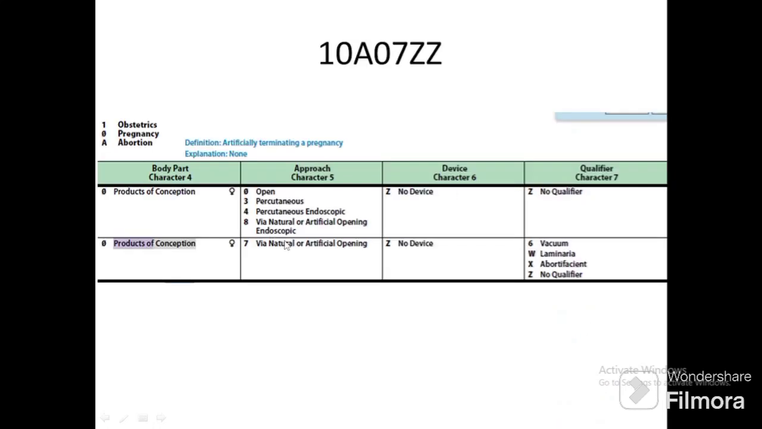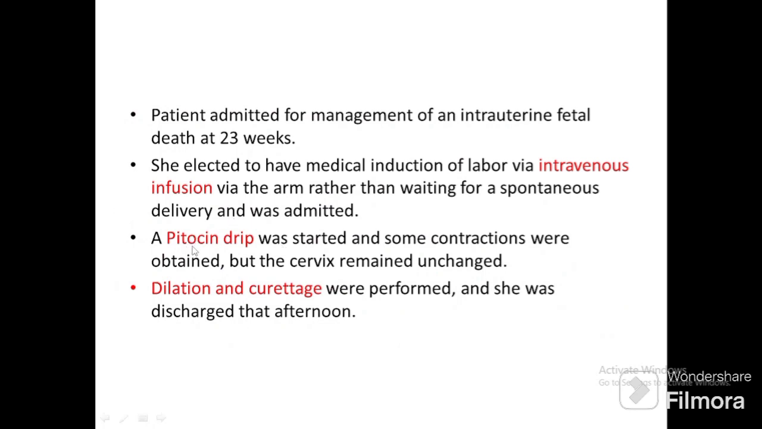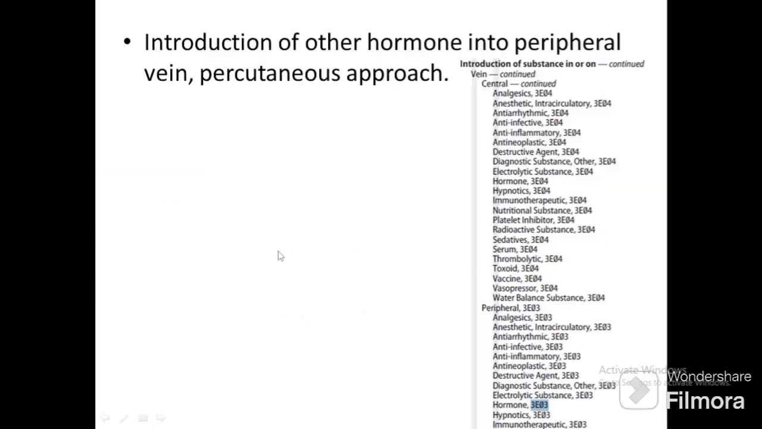Next, so what is happening in this patient? See, Pitocin drip was started, and we should code for this as well. So it is coded with the root operation administration. So for that we should search with the term introduction of a substance in or on from the index. So introduction of substance in or on, and under that we should search for vein because the hormone is inserted into the vein. So under the vein, peripheral vein. So peripheral vein, and on the peripheral vein, we are inducing hormone.